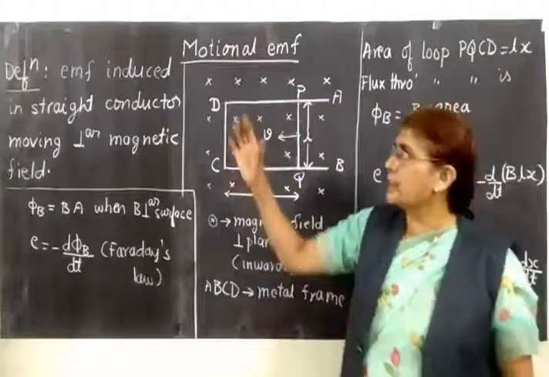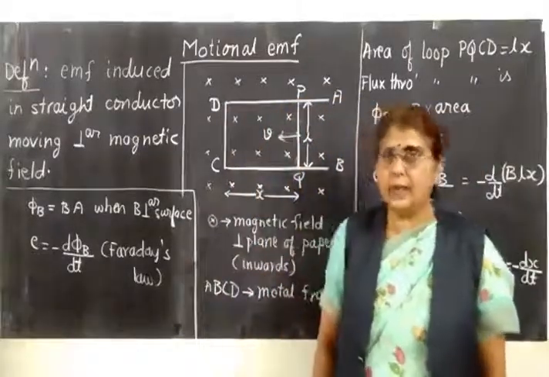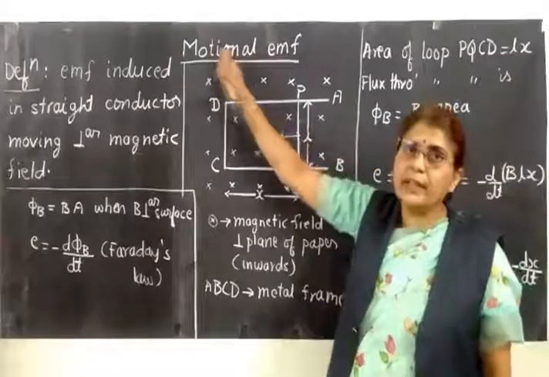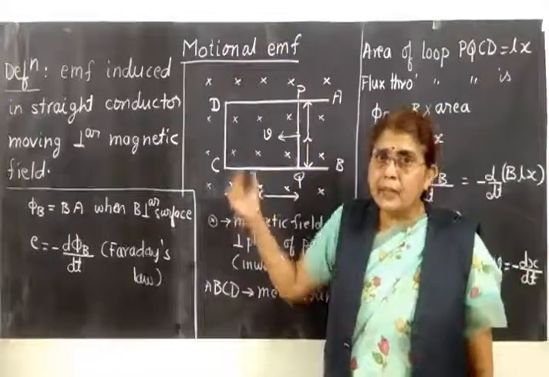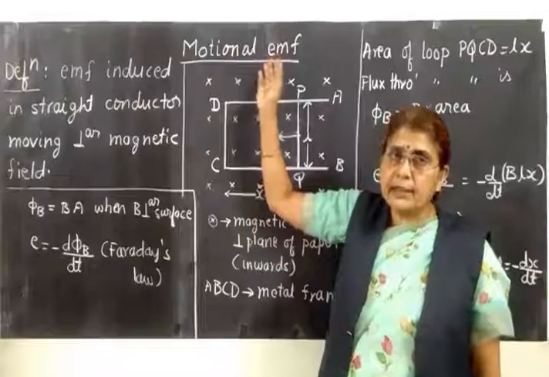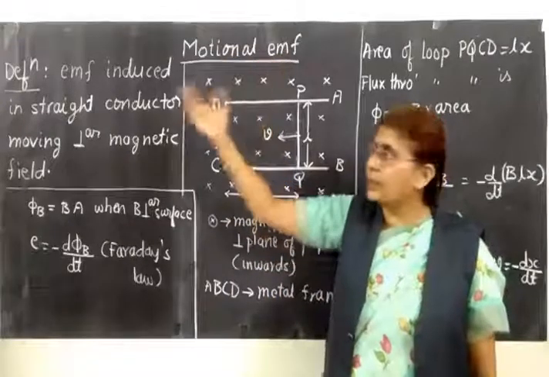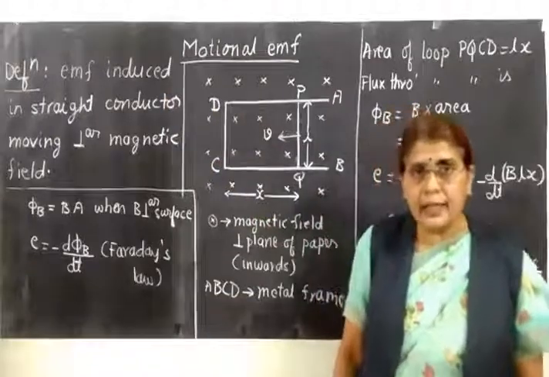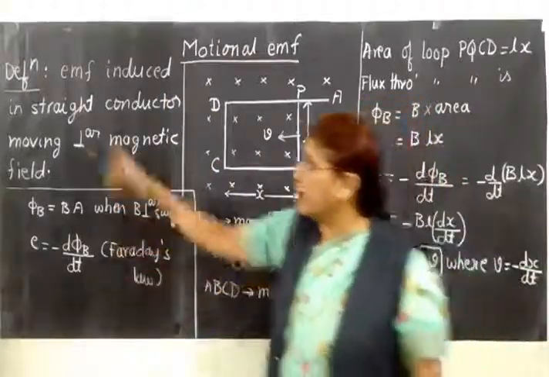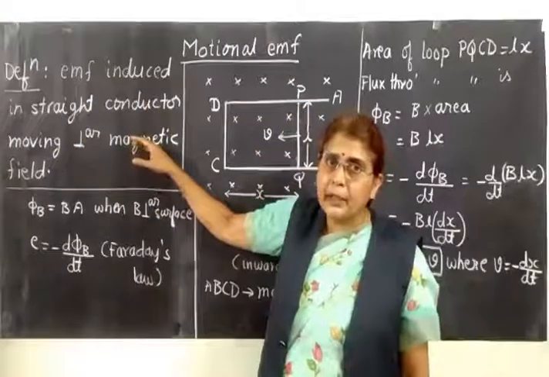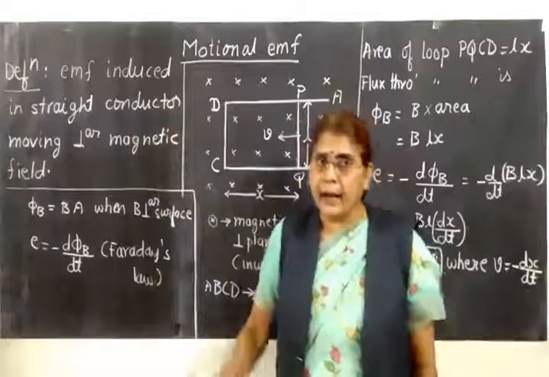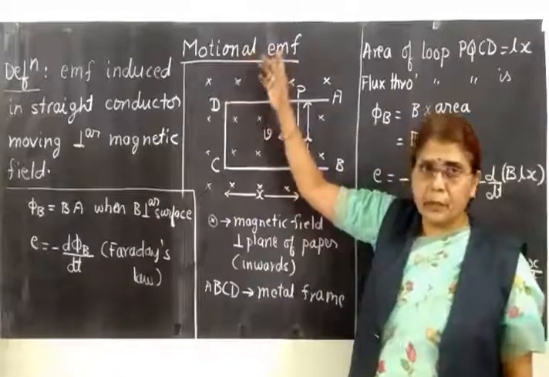So what are the questions? How are the questions asked on this? First question will be for 1 mark, what is motional EMF? And another question will be derive an expression for motional EMF. This is asked frequently for 3 marks. So first question, let us revise again. What is motional EMF? It is the EMF induced in a straight conductor when it moves perpendicular to the magnetic field.